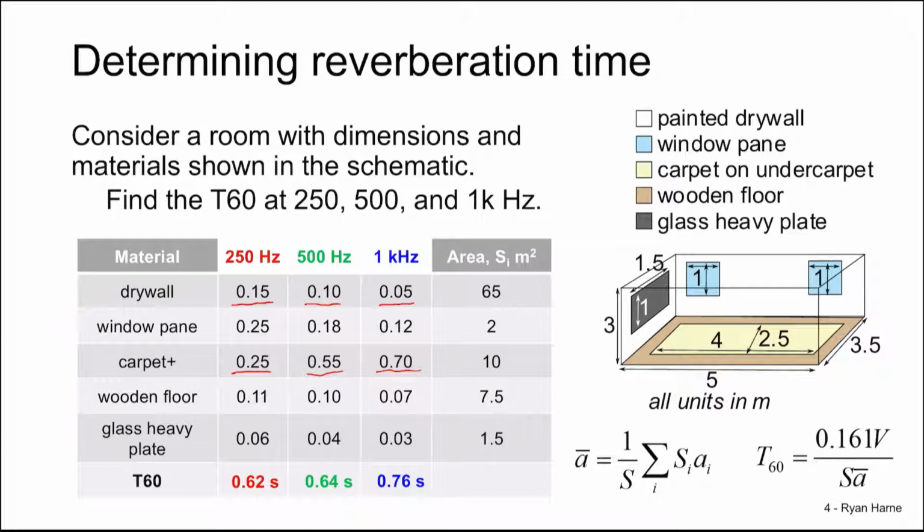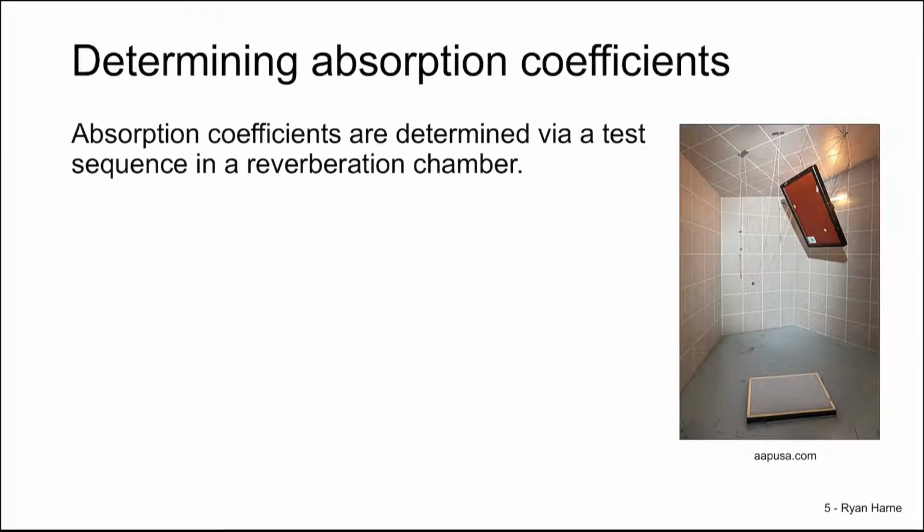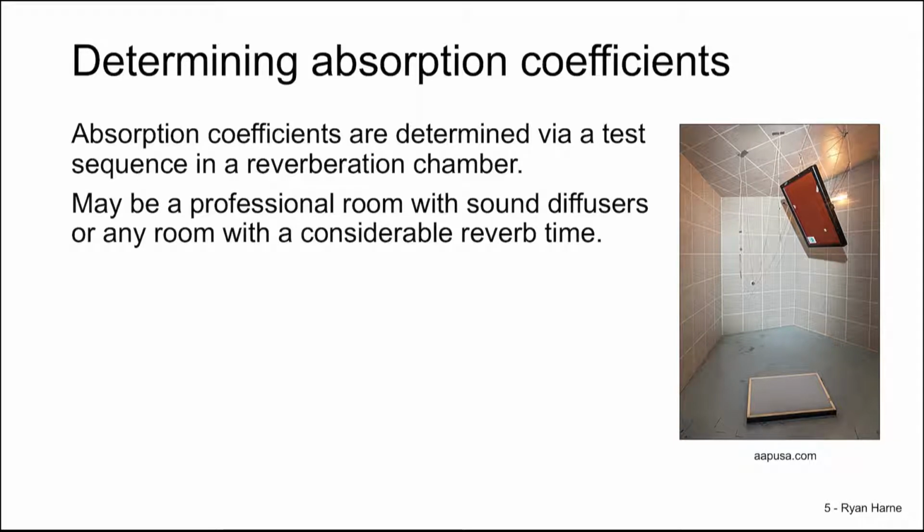But how do we compute these absorption coefficients if we make a new material or put some new treatment in the room? Determining the absorption coefficients is fairly simple. We determine this in a reverberation chamber, where we might use a professional room with sound diffusers like we see in the top right, or any room with a considerable reverb time. A bathroom at home is an excellent space to compute the T60 and absorption coefficients of materials.